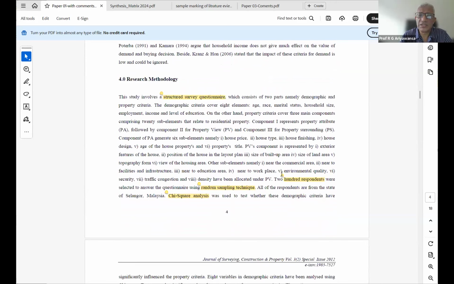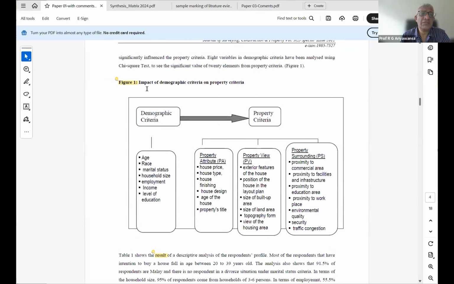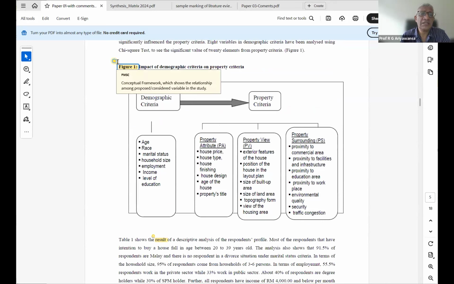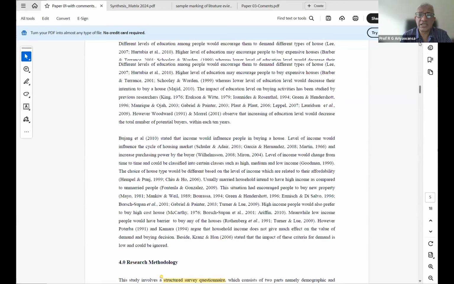So population size, 100 respondents, that is the sample size, and random sample technique. The sampling technique is random, and chi-square test analysis method. So likewise, you can obtain several pieces of information about the methodology. Figure 1, they have included the figure, which is the conceptual framework. So having read many literature, you can go through what literature they have cited here.